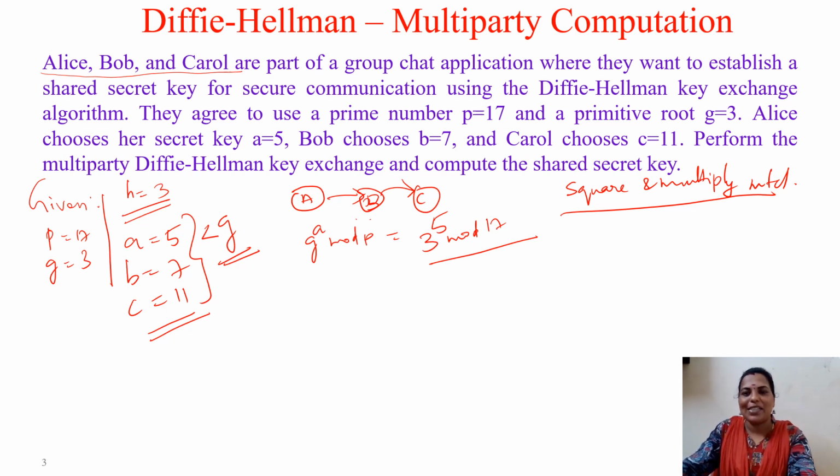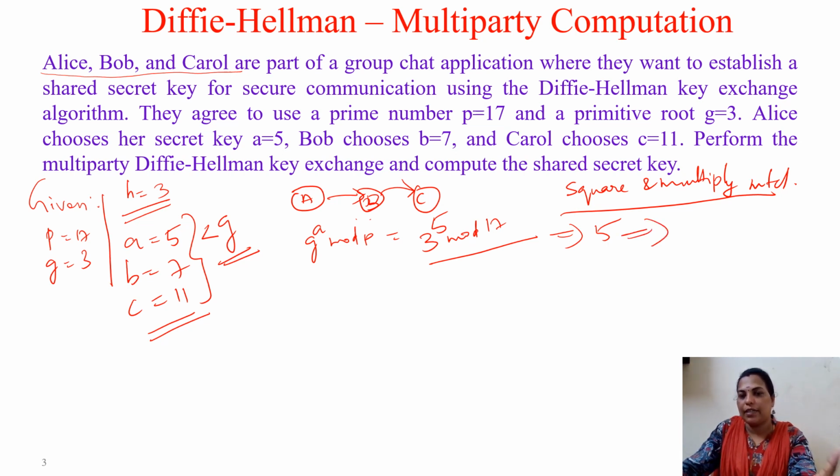So that it is very easy to compute. So how to compute this value? Here we are having 3 power 5. So one number is there in the power, right? Here 5 is in the power. So that value you have to convert to binary.